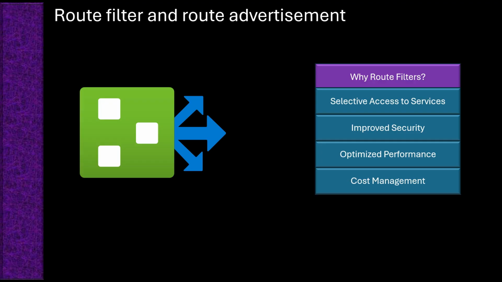regional services. To use a route filter, you create the route filter resource first. You then attach it to your ExpressRoute circuit and you specify the services or service families you want advertised to your network. This way, route filters will help streamline route management and route advertisement, improve security, and ensure that your network is optimized for the specific Azure services your organization needs.